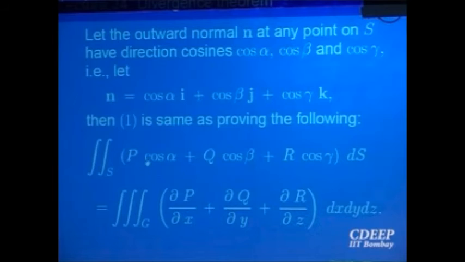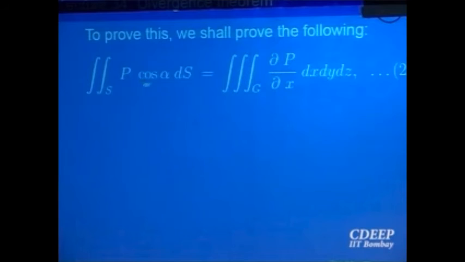We will show that the first one, the surface integral of P cos alpha, is equal to the triple integral of the partial derivative of P with respect to x. The second one is equal to this, the third one equal to that. Same proof. There is no change at all, because after all we are just lifting Green's theorem up. Nothing doing, so the same idea works. So let us try to show the first one, P cos alpha is equal to this.